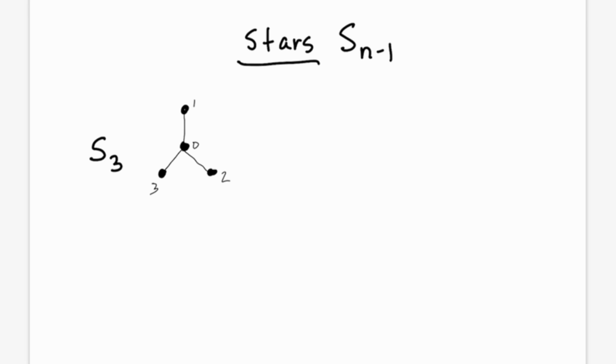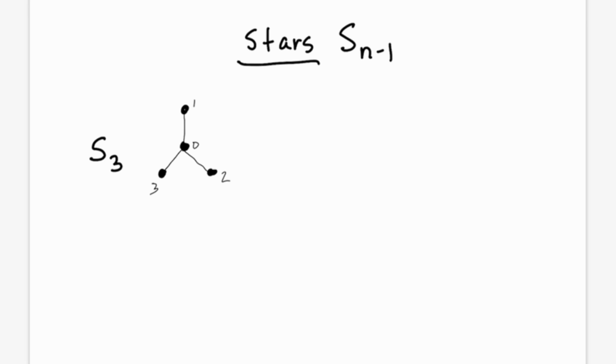The final family of graphs we're going to look at are called stars. We use the notation capital S with subscript lowercase n-1 to denote the star on n nodes. This might look a little confusing, but remember, this n is still the number of nodes. You'll see why we use this notation in a little bit. Here's an example of S3, the star on 4 nodes. There is one node, which we're always going to label 0, that's in the center, and n-1 nodes, in this case 3, that are all connected to the central node 0 and nothing else.